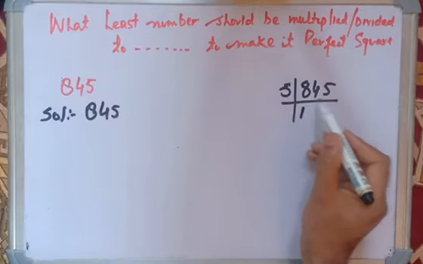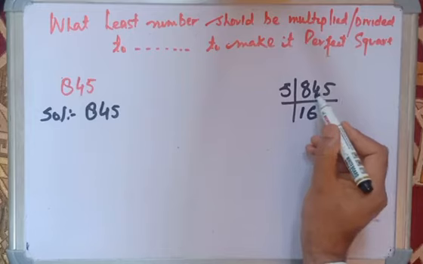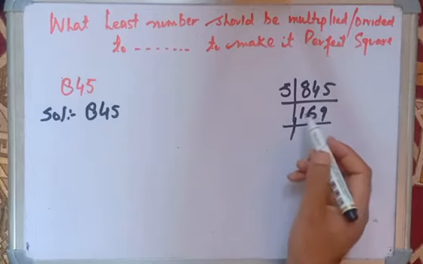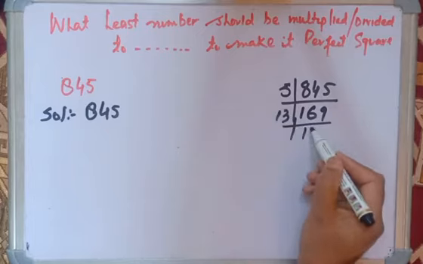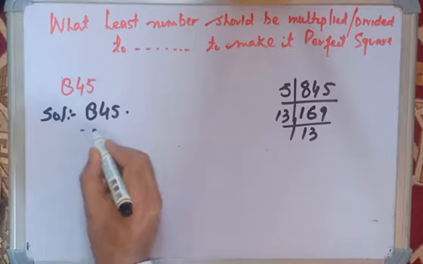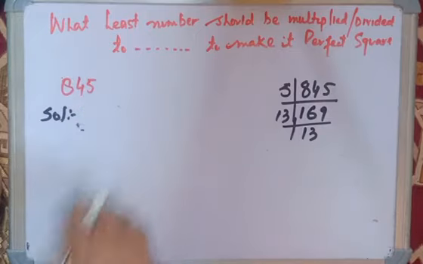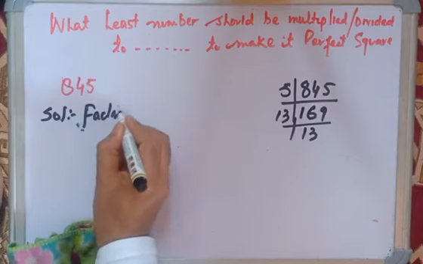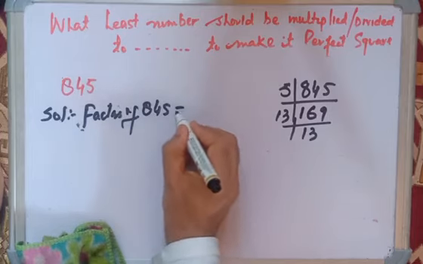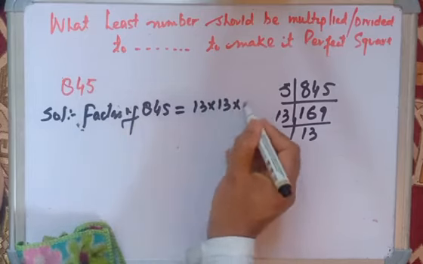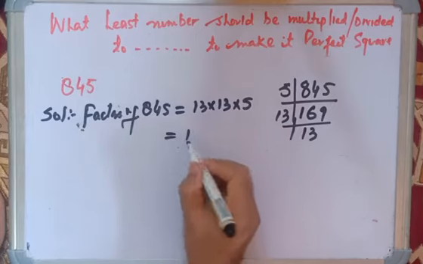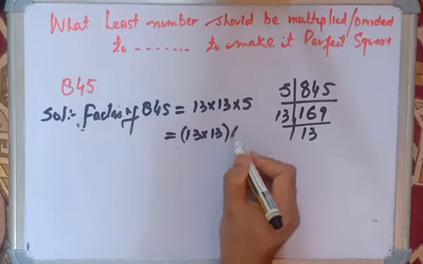5 1s are 5, 5 6s are 30, this becomes 34, and 5 9s are 45. Then 169 is 13 times 13, and 13 is a prime number. So the factors: 845 is equal to 13 into 13 into 5. In both ways, see, 13 and 13 make one pair and 5 is only once.